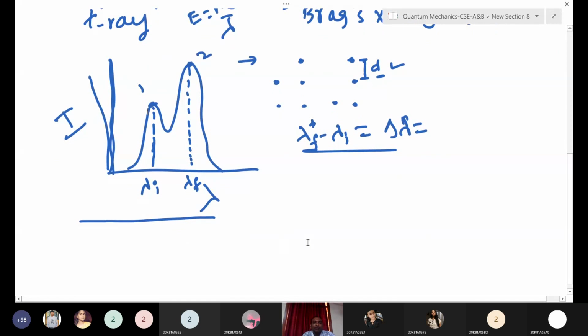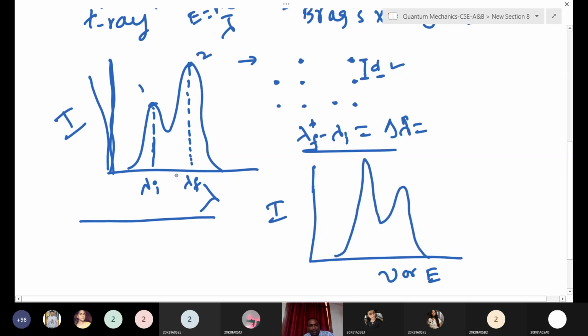If you plot this in terms of frequency, how will it look? Suppose this is intensity and this is frequency or energy. The first peak is higher intensity, right? The second one is lower intensity. Why? Because lambda i is smaller for the incident photon.